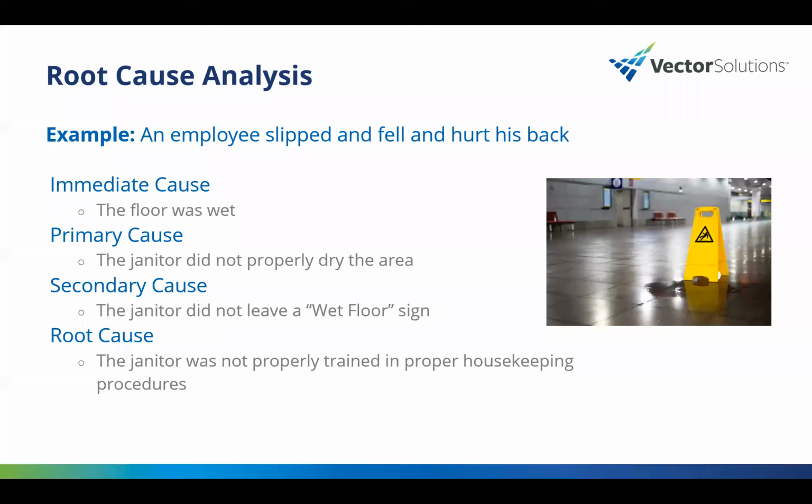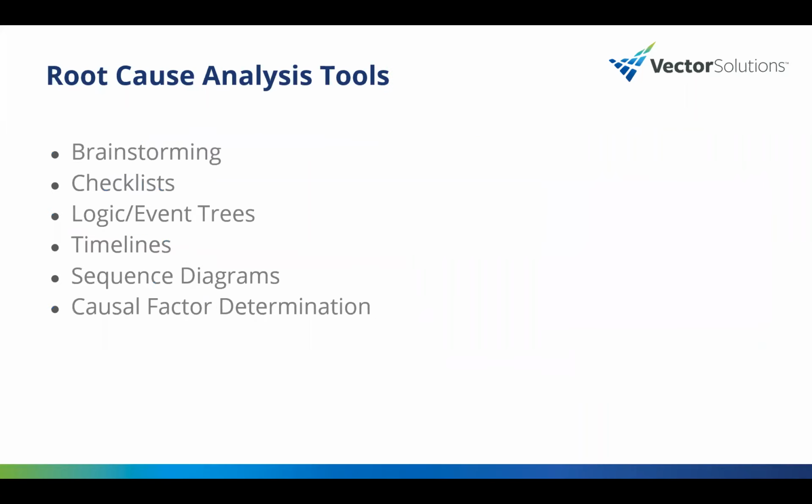And again, depending on the type of incident, you may have multiple factors that come into play. And that's another part of the training that folks do when they're training a team on incident investigation. They often may have specific training that they give to supervisors or safety professionals on root cause. And here are some tools that you can use for root cause. You can use brainstorming, checklists, logic and event trees, timelines, fishbone diagrams, and causal factor determination.